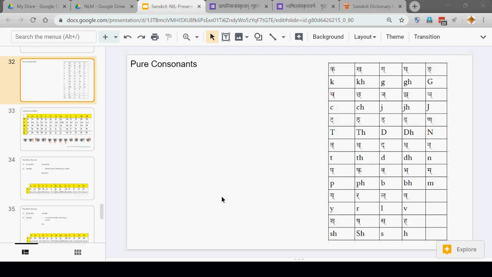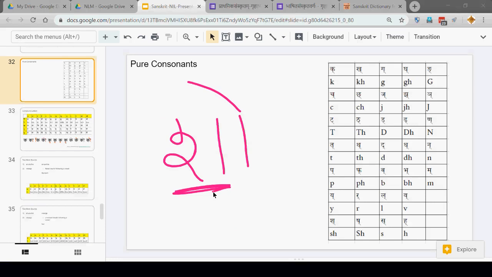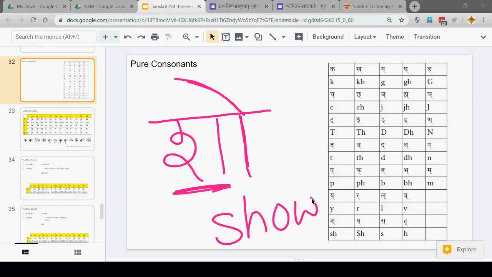The same thing with any other consonant letter also. For example, we have show. So first write the complete base symbol. This is the base symbol for sh, and then add a vertical line, then a slant line at the top touching that additional vertical line. This is show.